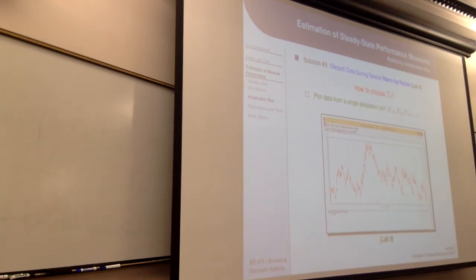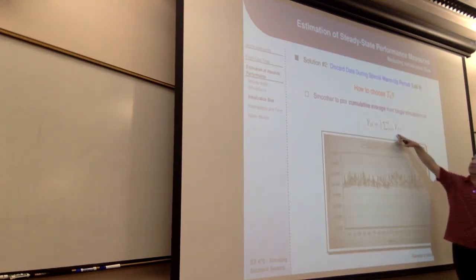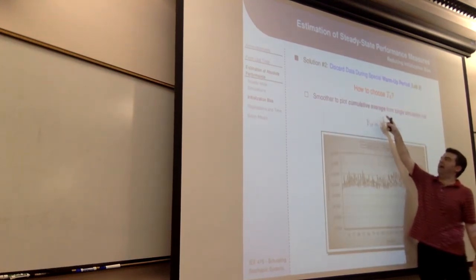So what the book suggests, the lecture book, is to take this data set and run it through a smoothing filter that takes the cumulative average over time.